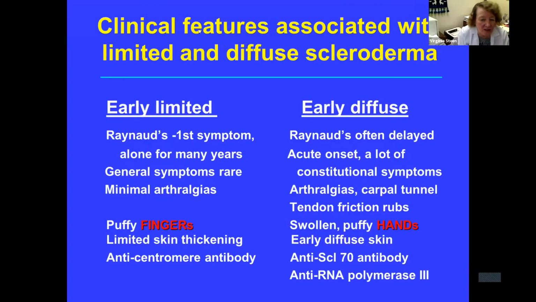The diffuse cutaneous group is a much more aggressive type of disease. Often the Raynaud's is even delayed. They have lots of constitutional symptoms, lots of joint complaints, carpal tunnel, tendon friction rubs, not just swollen fingers, but whole swollen hands, and actually often swollen legs. And often they actually come to cardiologists or endocrinologists or some other specialty because of the swelling in their legs. And the two antibodies that are most common in this form are the anti-SCL70 or topoisomerase, and then the anti-RNA polymerase III. And we'll talk about these more in a minute.